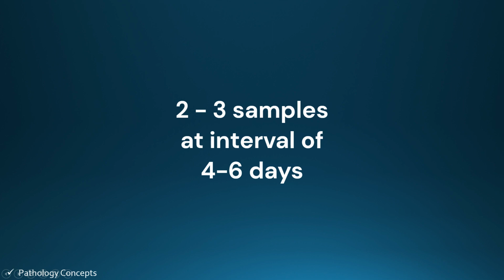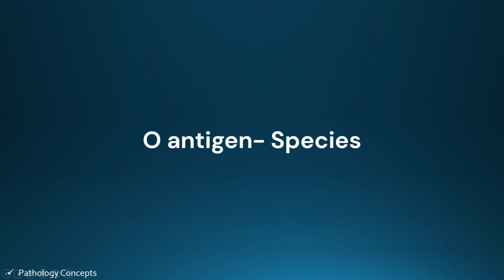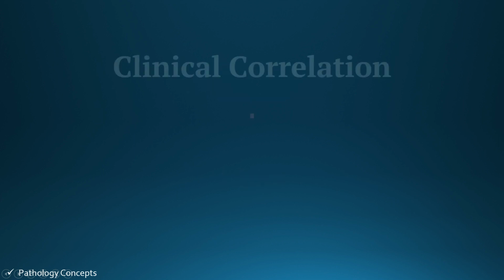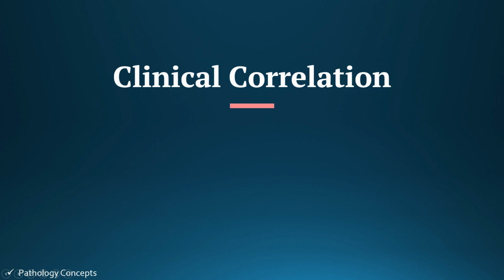O antigen is species specific and H antigen is specific to serotype. Generally, antibody titers of 1:80 or more are considered clinically and diagnostically significant. However, the significant titer may vary from population to population and needs to be established for each area. It is recommended that the result of the test should be correlated with the clinical findings to arrive at a final diagnosis.